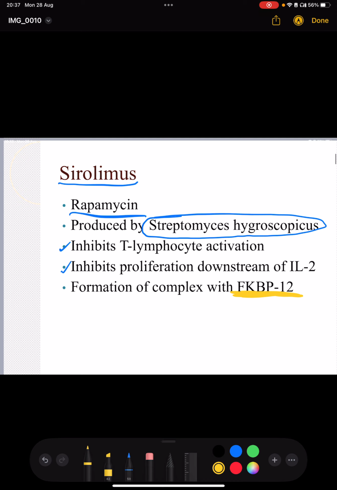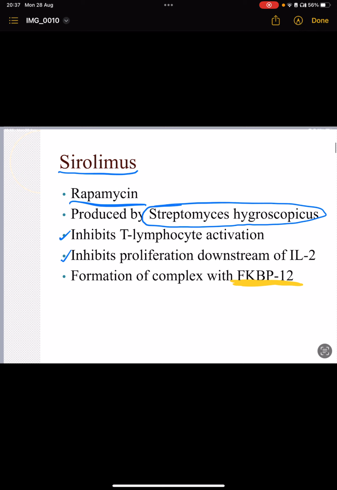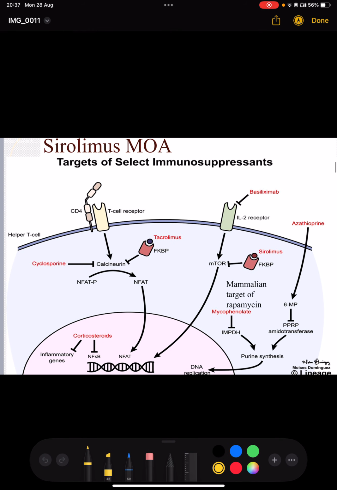Now, if you've studied the other immunosuppressant drugs, calcineurin inhibitors, then you will know that another drug also acts on FKBP12. That is tacrolimus. Yes, tacrolimus and sirolimus act on the same receptor, the FKBP12 receptor. But the exact mechanism of action is different, even though they are the same receptor. When sirolimus attaches on FKBP12, it causes a direct effect on mTOR.